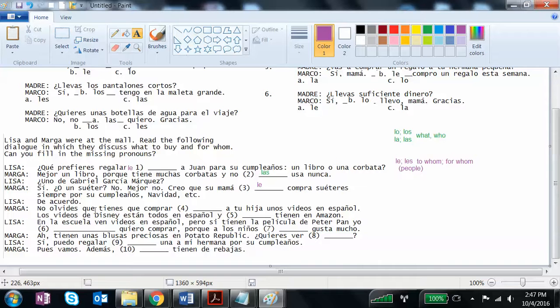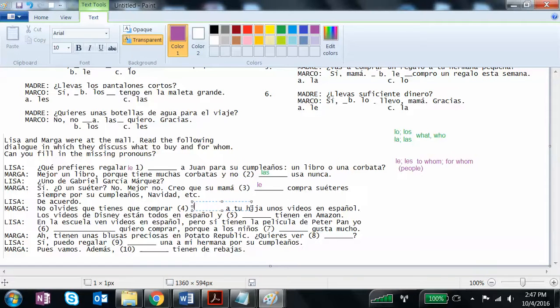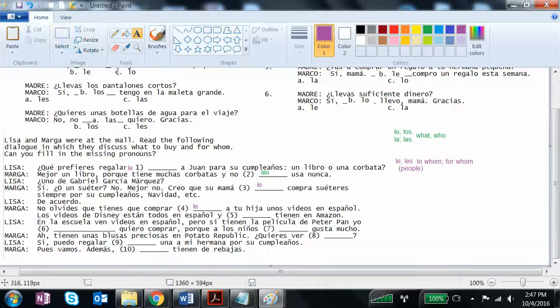De acuerdo, no olvides que tienes que comprar a tu hija unos videos en español. Again, you've got a tu hija, so we would put the le in there again. Okay, and it should actually go right here, attached right up next to that comprar. No olvides que tienes que comprarle a tu hija unos videos en español.